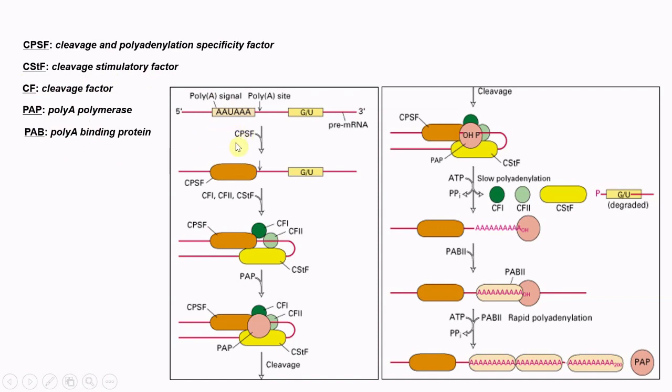So this CPSF protein first recognizes this poly A signal and binds to the poly A signal. Then cleavage factors and stimulatory factors bind, and then they cut the cleavage site, and the polymerase enzyme synthesizes the adenine residues at the last tail of the mRNA, and this tail is stabilized by the poly A binding protein.